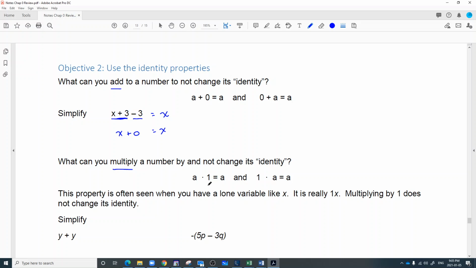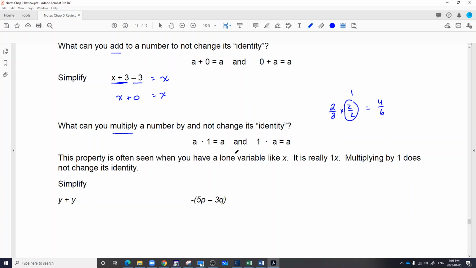Okay, the next one is what can you multiply by a number? Now this one we've already used. If I have a fraction like 2/3 and I want to create a common denominator of 6, I can multiply by 2 over 2. Why? Because I'm multiplying by 1. When you multiply something by 1, you don't change the identity. So even though this 1 is 2 divided by 2, it's still 1. And so I haven't changed the ratio of 2 to 3.